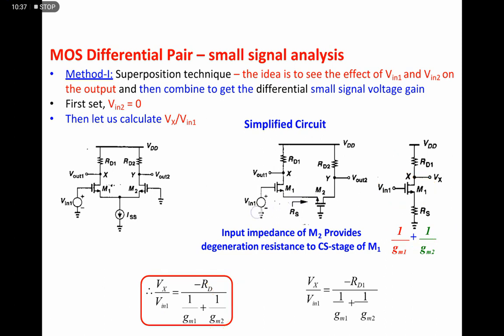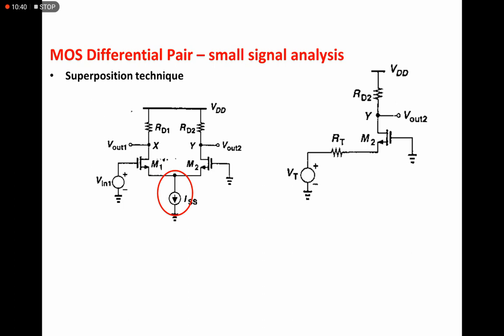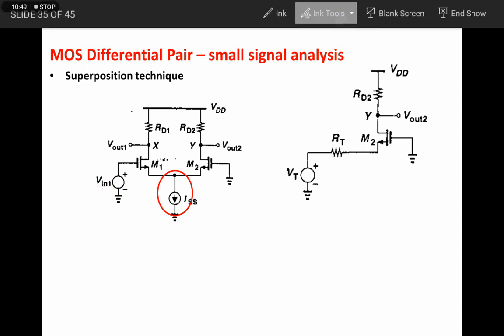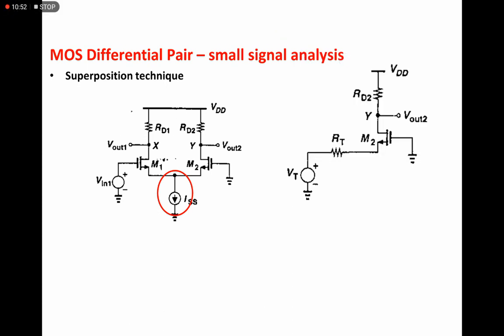And second, we need to evaluate the response of V out 2 with respect to input 1. That time we will evaluate in such a way that input 1 is somewhat virtually grounded. To analyze that, we need to analyze the second half, not the first half. To analyze the second half, we are neglecting the effect of this one. There is no AC variation.